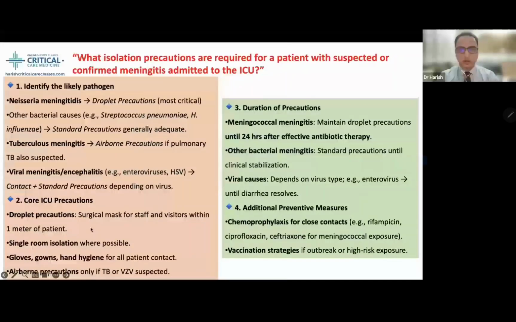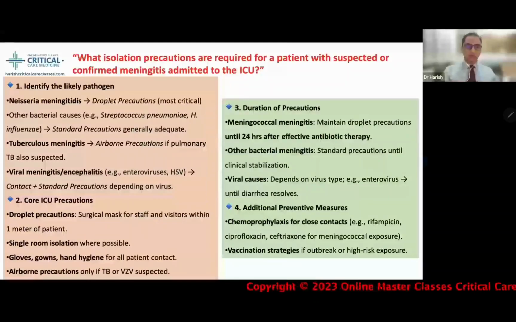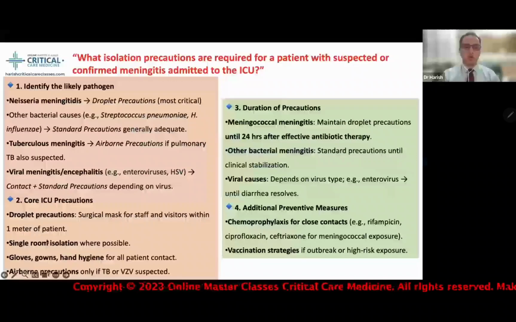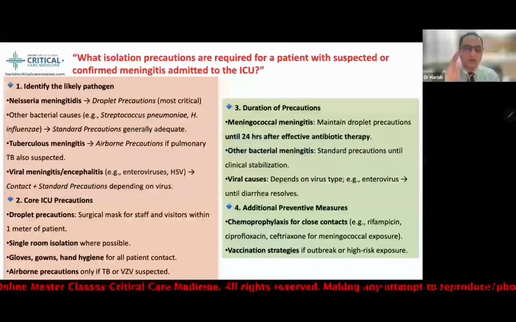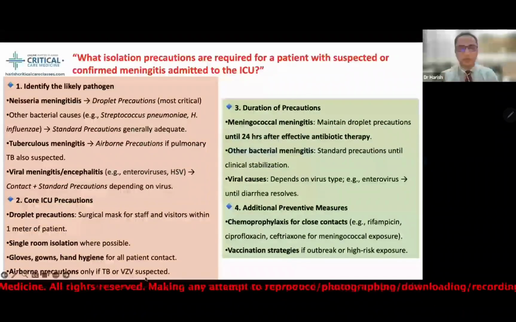So the core ICU precautions: a surgical mask for the staff in terms of droplet precaution. Visitors within 1 meter of distance definitely need a surgical mask. Single room isolation wherever possible. Glove, gown, hand hygiene for all patients; that is contact isolation. Airborne isolation, N95 mask, we need only for varicella zoster or TB meningitis patients with pulmonary TB suspected.